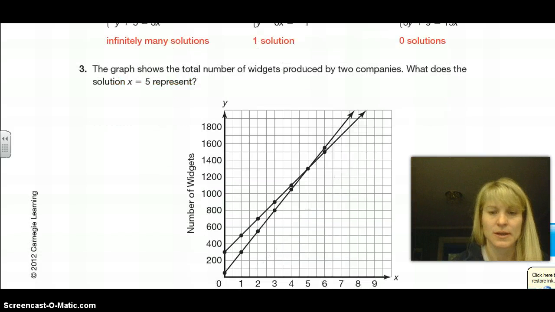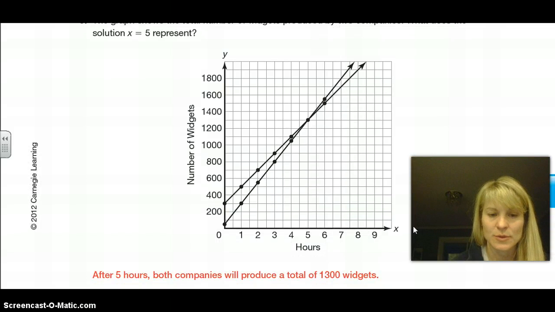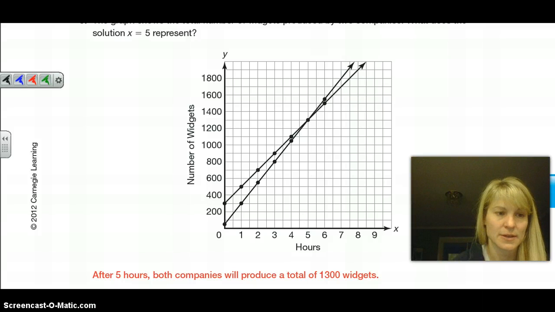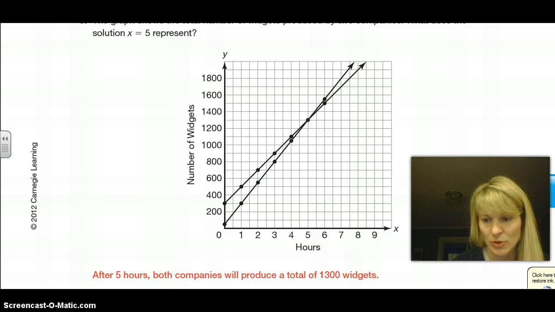Down here, this is the break-even point. What does the solution x equals 5 represent? So if I look at this, x equals 5, that's the x-axis right here, right? So if I look at 5 and draw it up like this, this is my intersection point, right? So that means after 5 hours, the company will produce 1,300 widgets, and that's also your break-even point where there's no income and no expenses. They broke even.